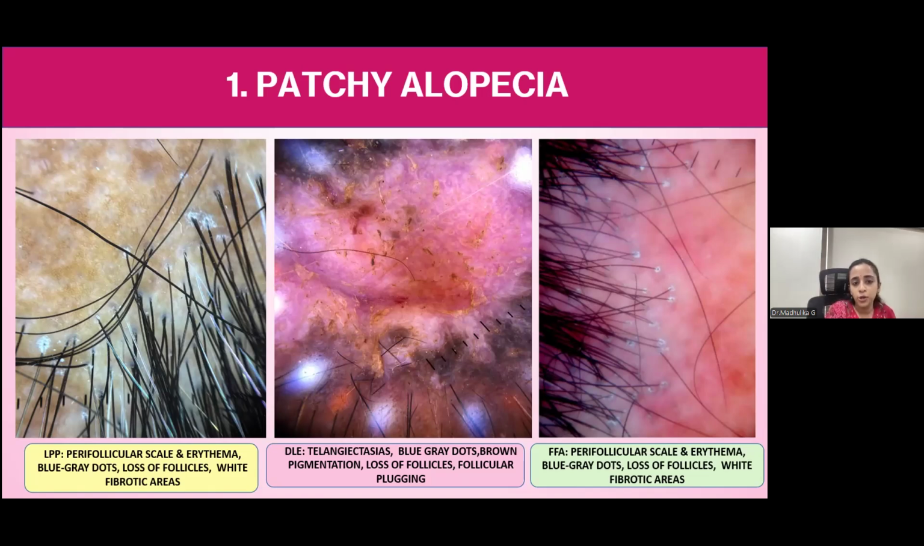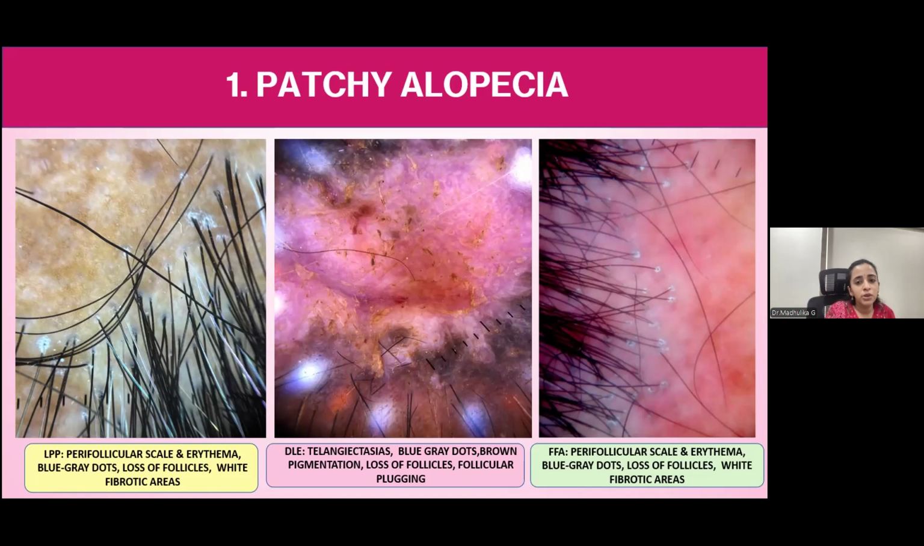Next is discoid lupus erythematosus. So this has much more severe interface dermatitis than lichen planopilaris. The features you see are also doubled up here, right? So you see telangiectasias because of the inflammation. You see blue-gray dots. You see brown pigmentation, loss of follicles, and follicular plugging as well, with follicles being filled with keratin material. So this is like early stages, in between stages of DLE. When it is burnt out, all you can probably see is hypopigmentation and no hair follicles at all.